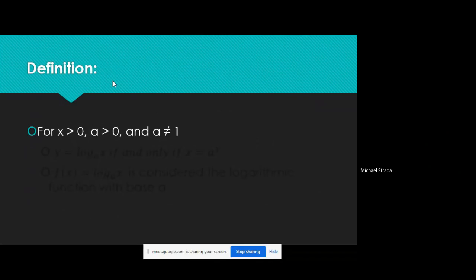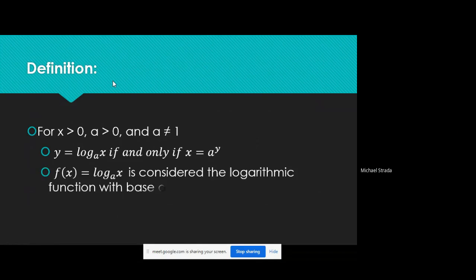Okay, so for x greater than 0, a greater than 0, a not equal to 1, y equals log base a of x if and only if x equals a to the y. Logarithms are inverses of exponentials. f of x equals log base a of x is considered a logarithmic function with base a.